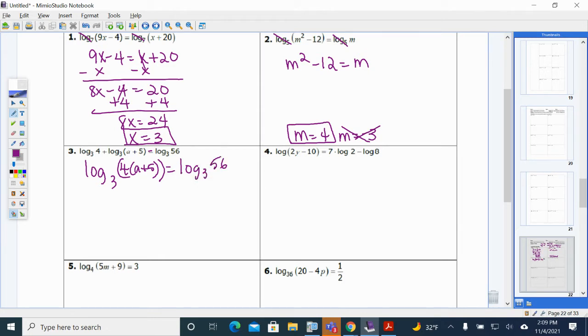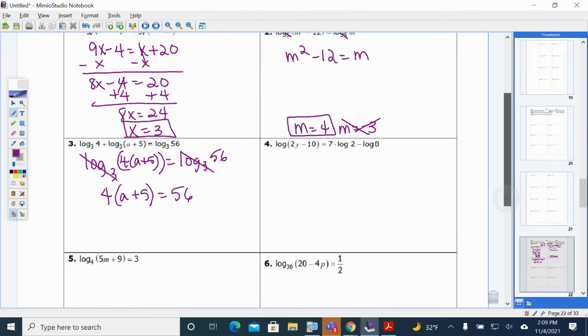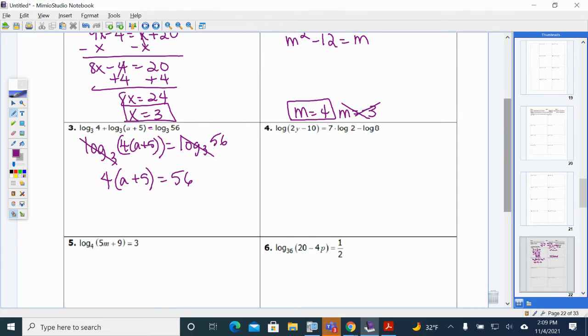Now that we've got the left side condensed, we can drop the logs, and we get 4 times a plus 5 equals 56. Again, I'm going to allow you to solve that. Pause the video if you need to, finish solving it. See if you get the final answer. And the answer on this one is a equals 9. Again, you need to make sure you're plugging these in, checking them. a equals 9 will work.